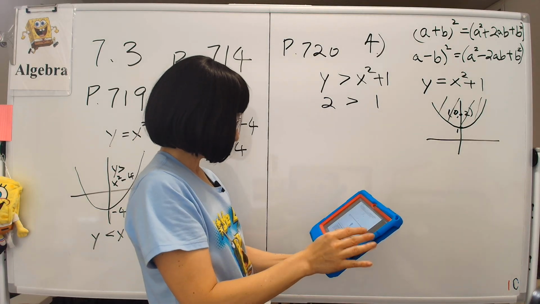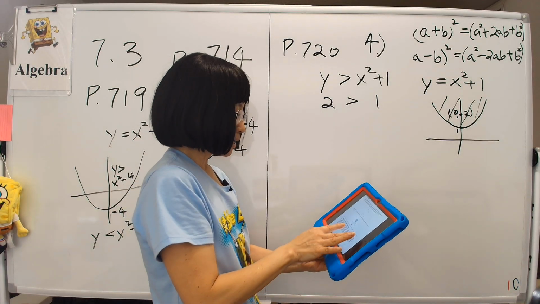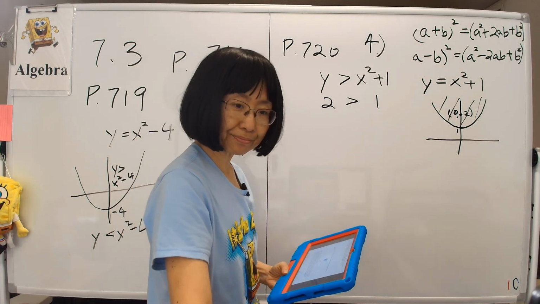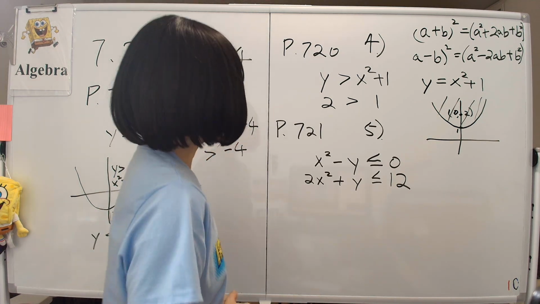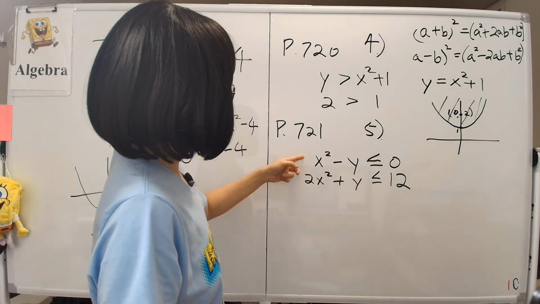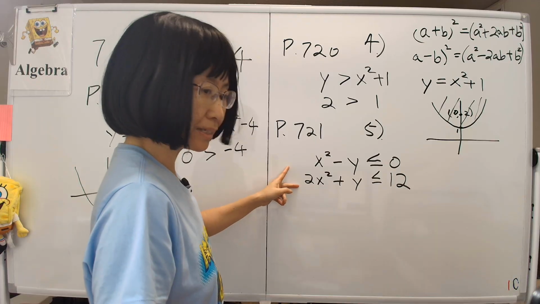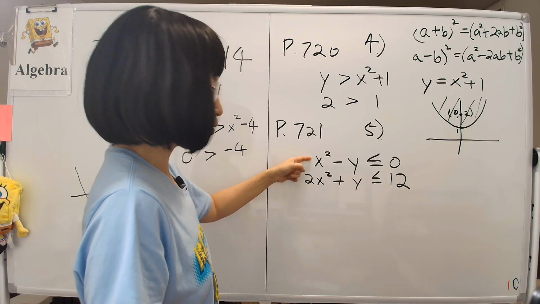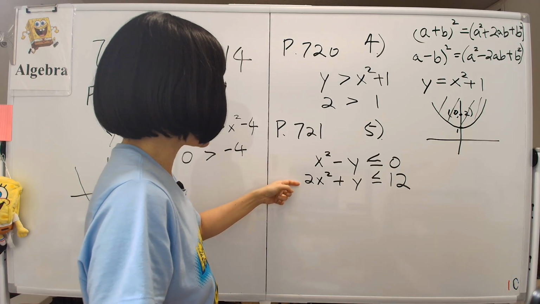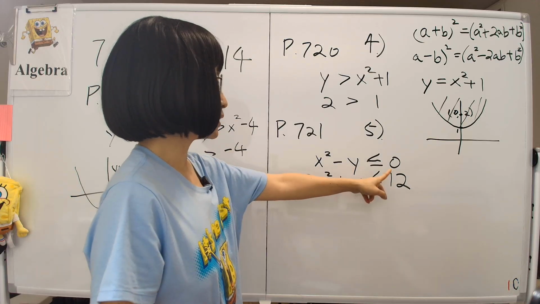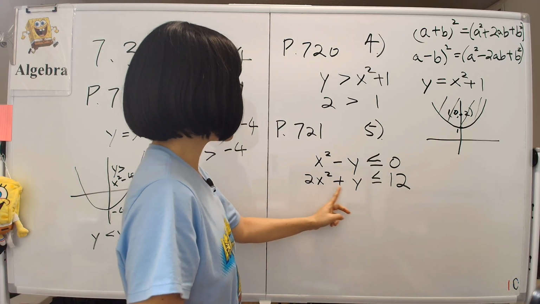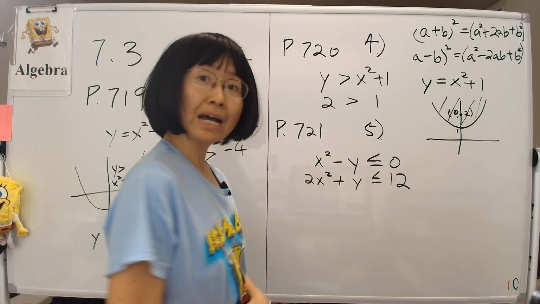All right, so that is that, and let's look at the next problem. So next, let's look at example 5, where we're supposed to graph both of these equations. That is, we need to graph the area where both situations happen at the same time. That is, x squared minus y has to be less than 0, but 2x squared plus y has to be less than 12 as well.